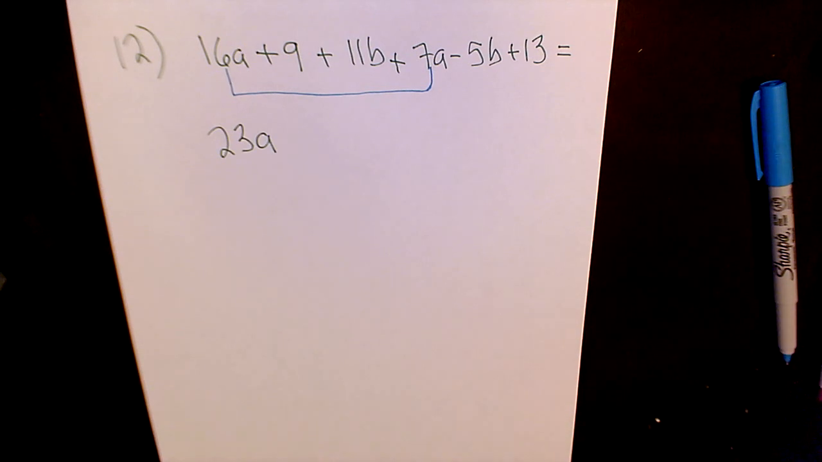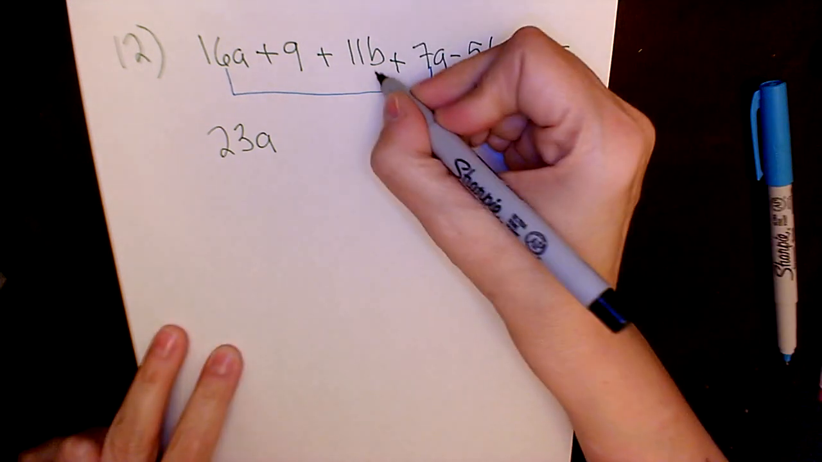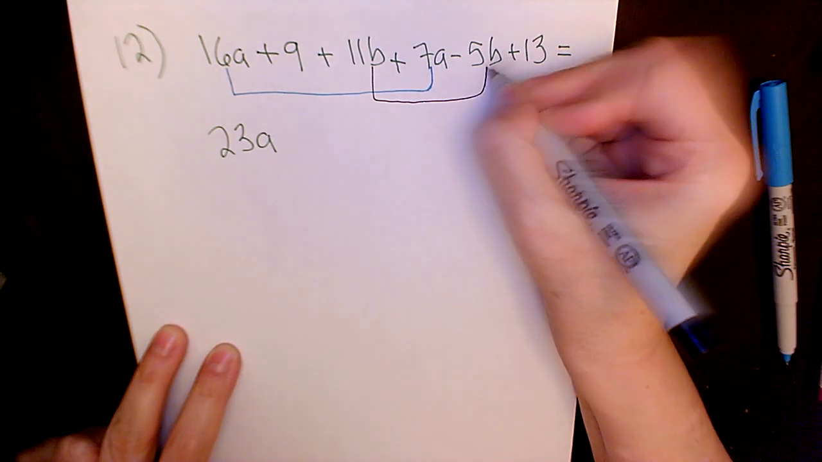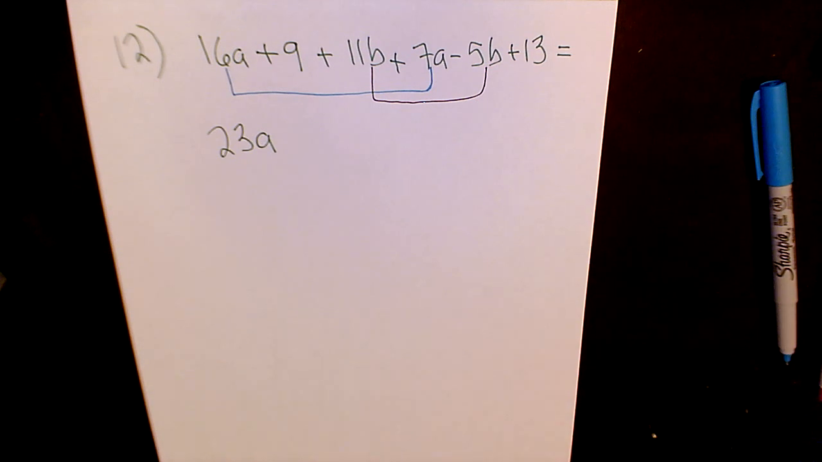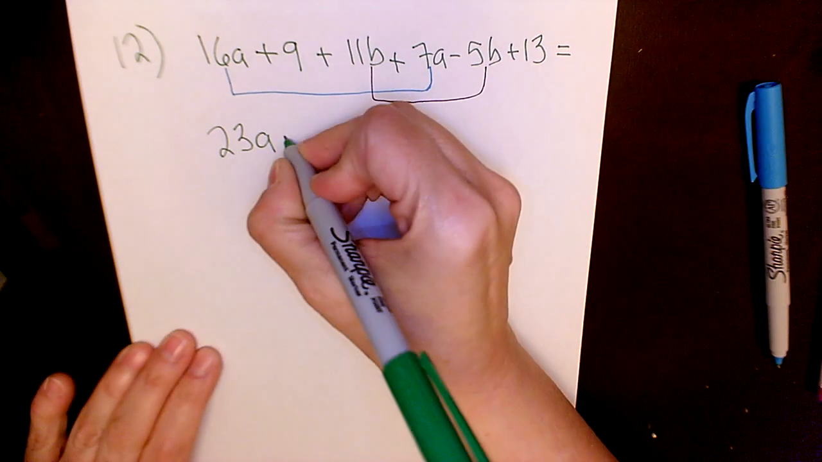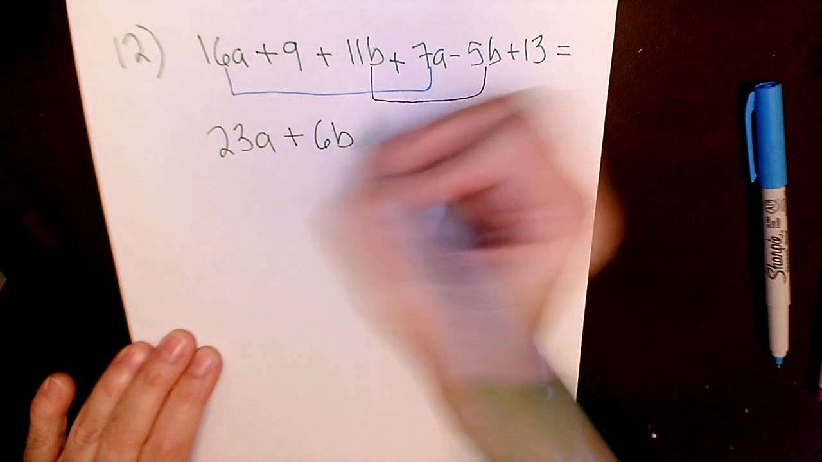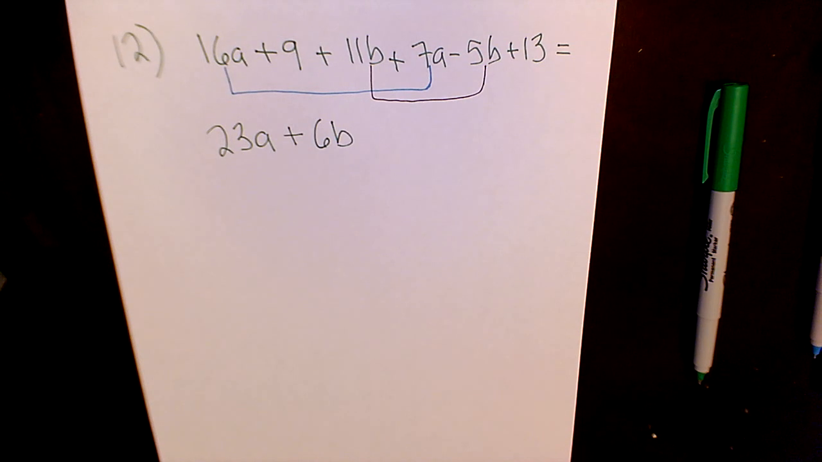And then I've got my B's. Well, who are my B's? I've got 11B. And you can box them in. Now I'm just connecting them to show you that 11B goes with 5B, and we're going to subtract. So just the number part. What's 11 minus 5? Well, that's 6. And I need to tack on that B.